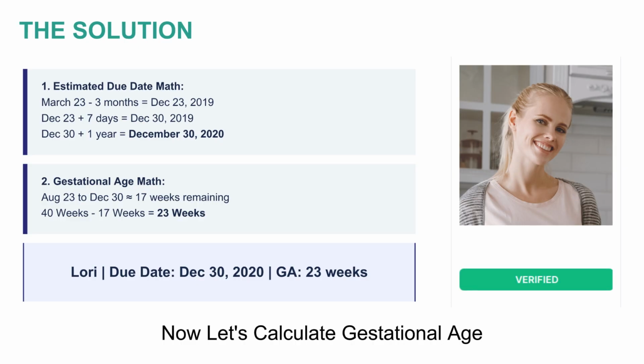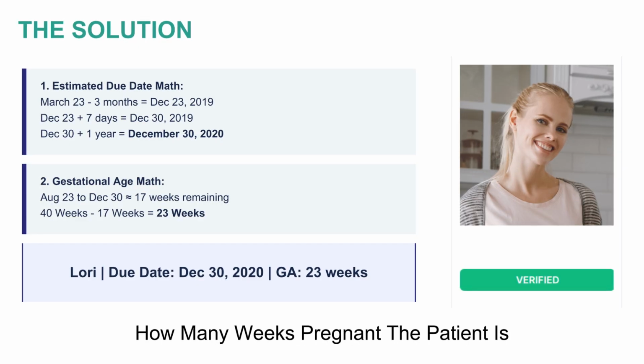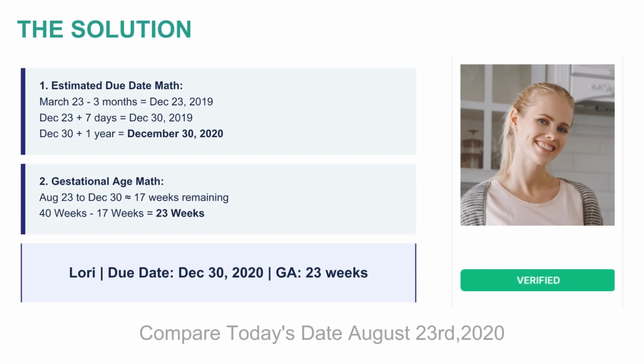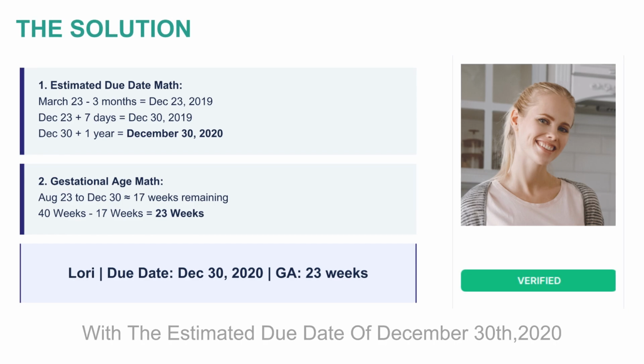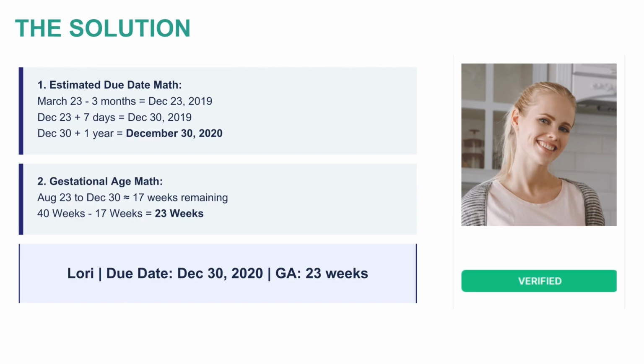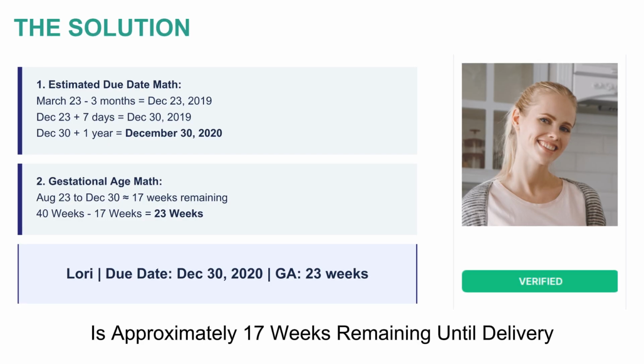Now let's calculate gestational age. Gestational age tells us how many weeks pregnant the patient is at the current time. To estimate this, compare today's date, August 23rd, 2020, with the estimated due date of December 30th, 2020. From August 23rd to December 30th is approximately 17 weeks remaining until delivery.